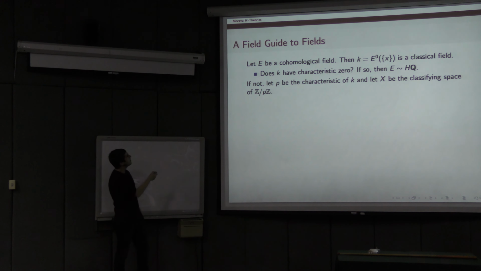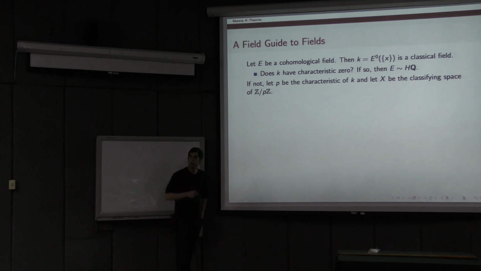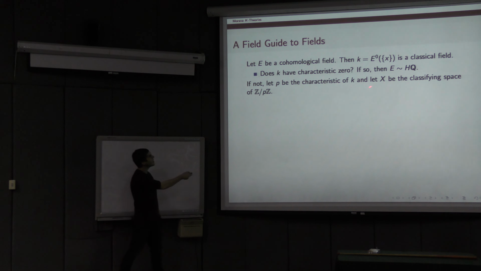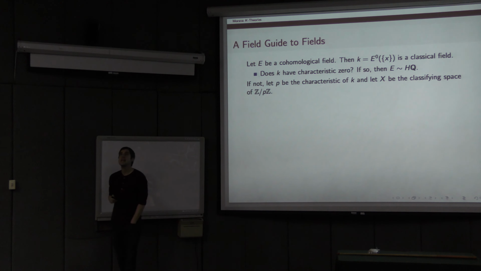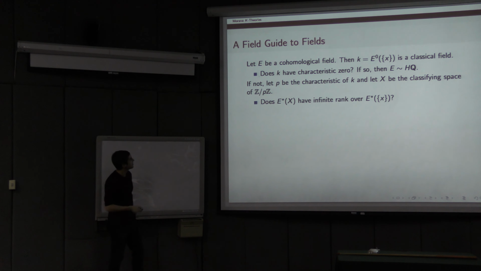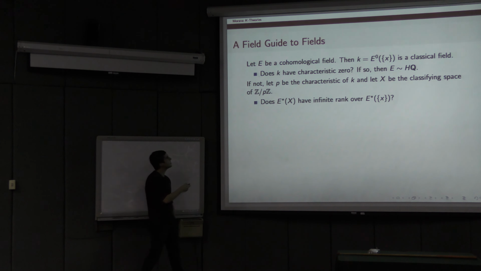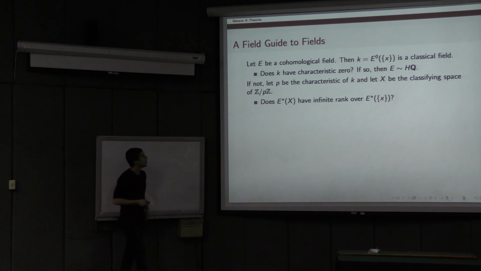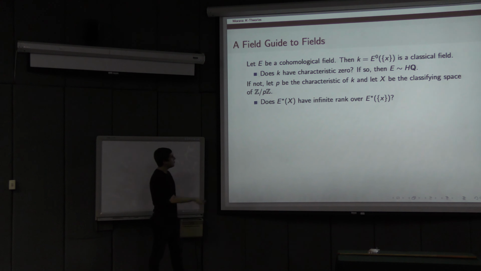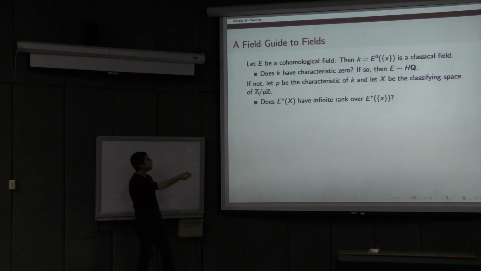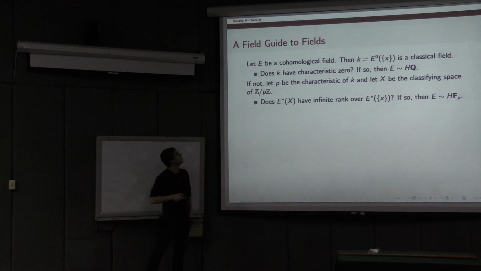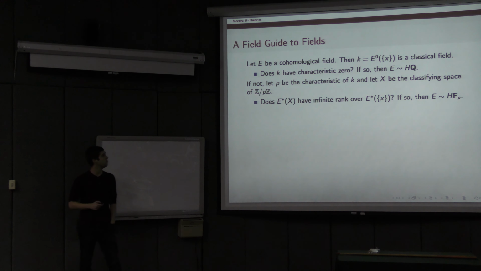The other possibility is that this field K has characteristic P for some prime number P. And in that case, I want to do what I did on the previous slide. I want to take X to be the classifying space of the cyclic group Z mod P, and I want to compute the E cohomology of X. So the E cohomology of X is a module over the E cohomology of a point. Since E is a field, it's going to be a free module over the E cohomology of a point. And you can ask, what is its rank? So if this module has infinite rank over the E cohomology of a point, then it also turns out that you're done. In that case, E has the same characteristic as ordinary cohomology with coefficients mod P.